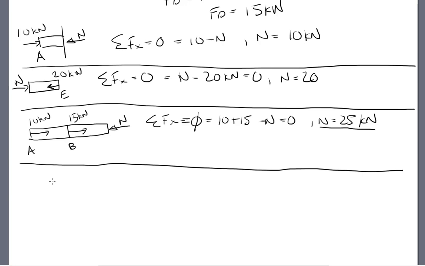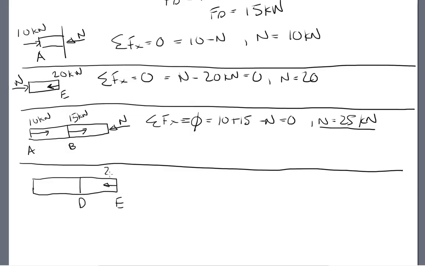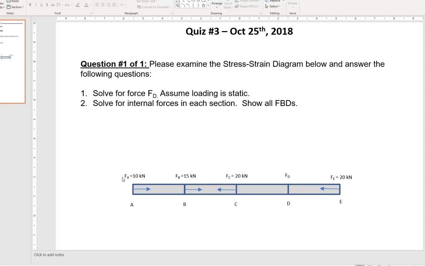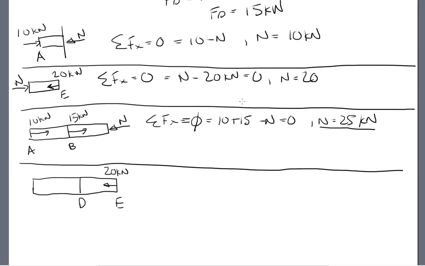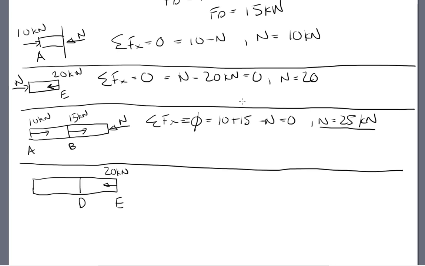So here we go. So we're going to have D, you're going to have E. All right, so E is 20 this way. I'm going to have FD. We solve for FD. What was FD? FD was 15 kilonewtons, okay? So it's 15 kilonewtons this way. And then we're going to have some unknown. I'm just going to assume it's in a positive direction.